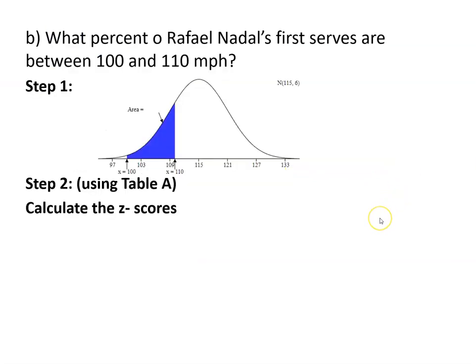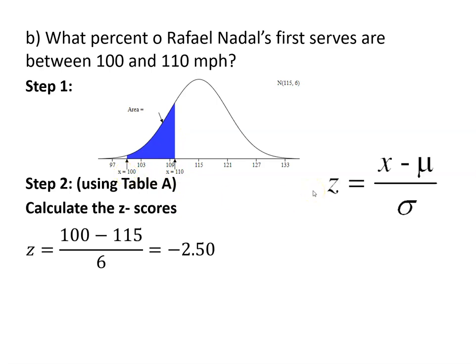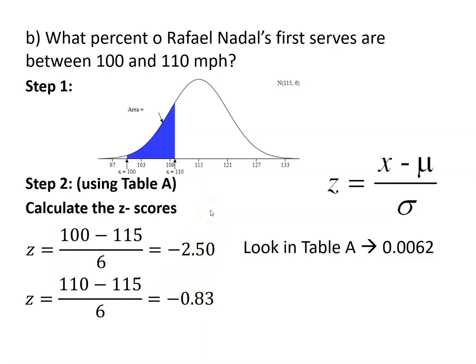All right, the next question. What percent of Nadal's first serves are between 100 and 110 miles per hour? So I have my first step. I sketched it out, and I shaded in my interval, labeling those numbers. Next step, using the table, I needed to do the z-score for both of those. So do it for both 100 and 110, and I get those z-scores here. Then using the table, I would look in table A and find the proportion that is to the left of each of them.